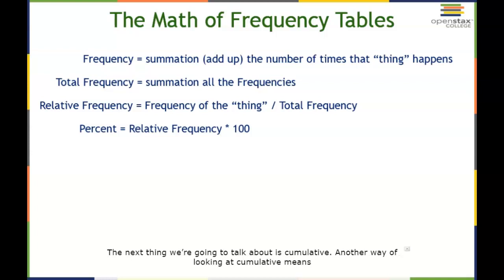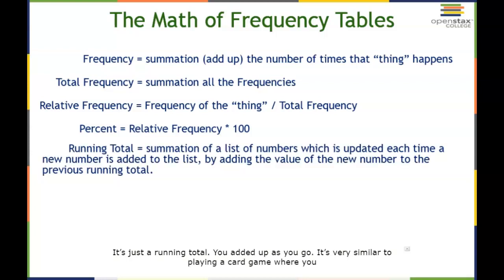The next thing we're going to talk about is cumulative. Another way of looking at cumulative means it's just a running total. You add it up as you go. It's very similar to playing a card game where you have lots of rounds and you add up your points after every hand that you play. So for example, you play a game and you get 25 points at the end of that round, your score is 25 points.